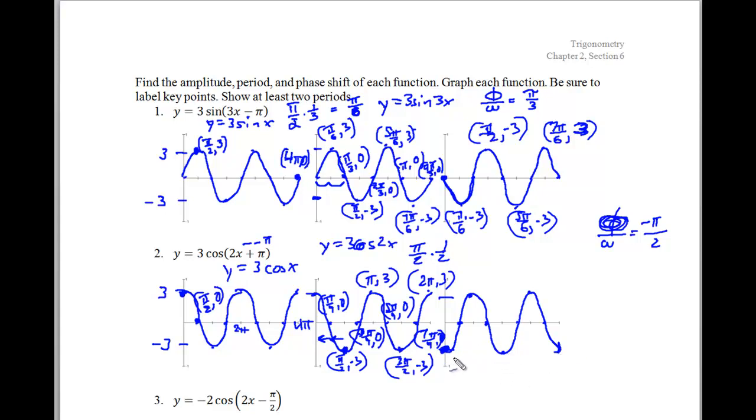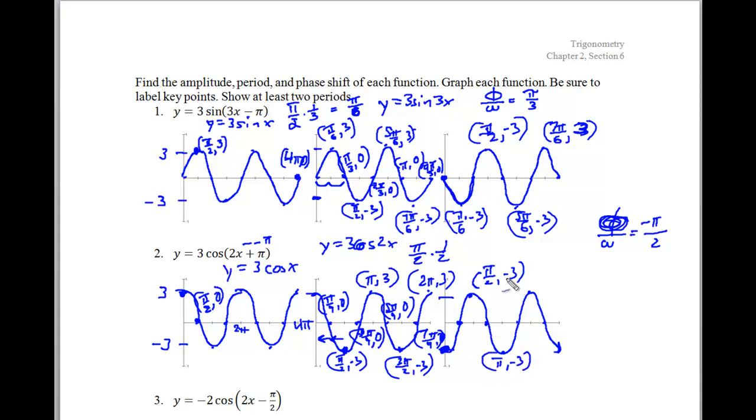So there's going to be some changes here, because the starting point is going to be opposite the starting point here. The starting point was 0, 3. This is 0, -3. These points are the same though, so I'm not going to label them, but I will label these points that are different. Pi over 2, -3. This is the same as before. This is going to be pi, -3.